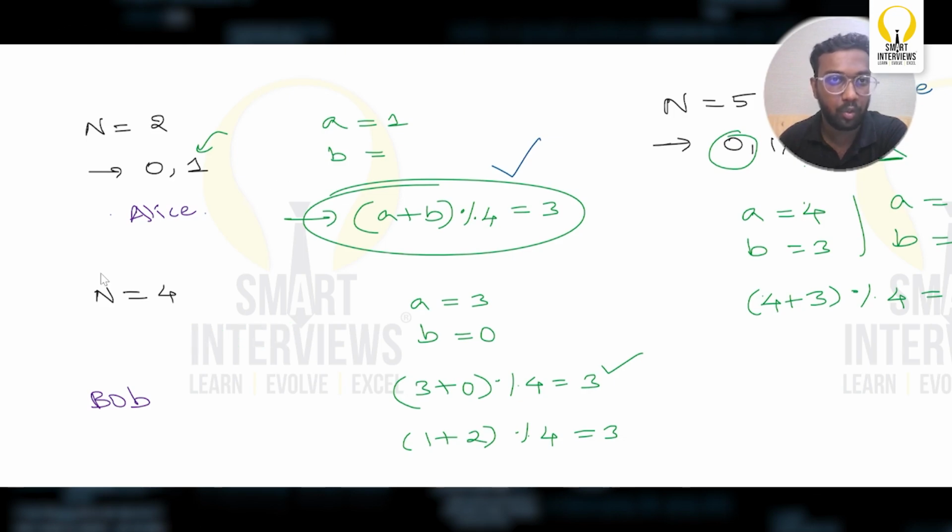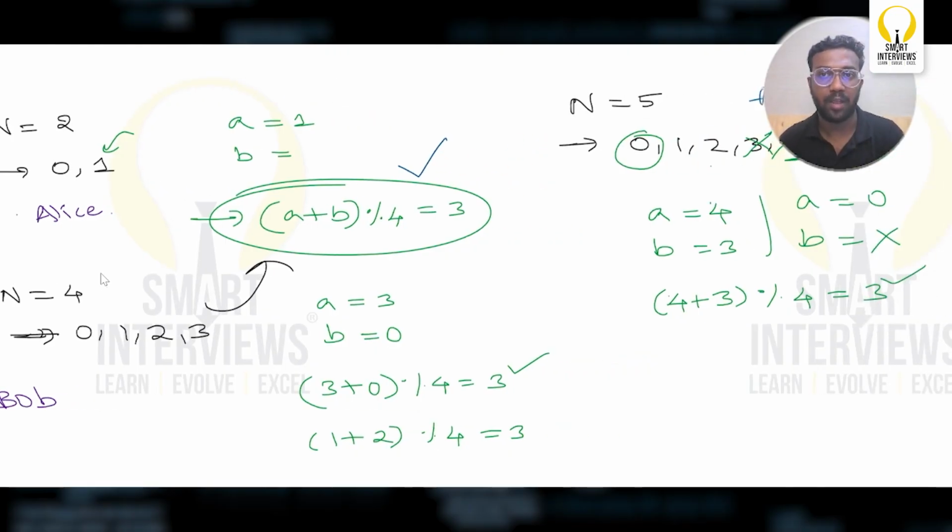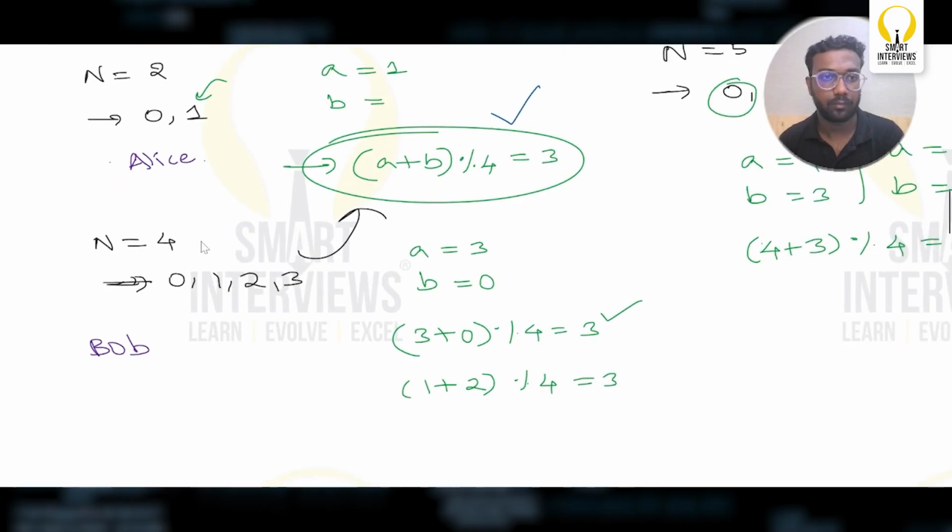When you go to n equal to 4, you have 0, 1, 2, 3. So this was structured in a way that no matter which element Alice picks here, Bob had an option to pick such that he was making this condition valid. But when you move to n equal to 5 here, you'll have one more extra here, right? You have one more extra.